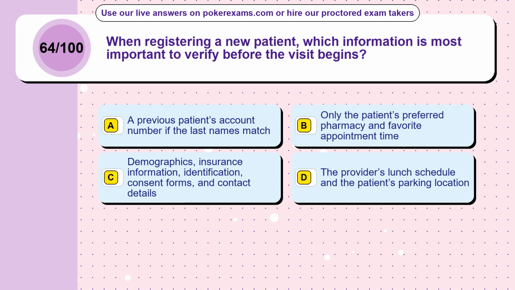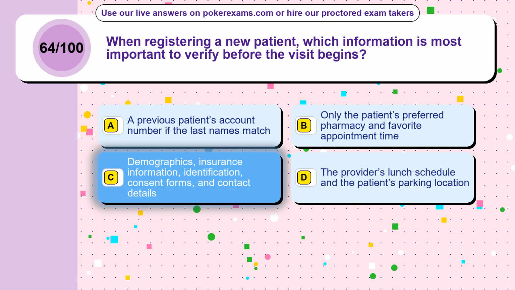Question 64. When registering a new patient, which information is most important to verify before the visit begins? Option A. A previous patient's account number if the last names match. Option B. Only the patient's preferred pharmacy and favorite appointment time. Option C. Demographics, insurance information, identification, consent forms, and contact details. Option D. The provider's lunch schedule and the patient's parking location.